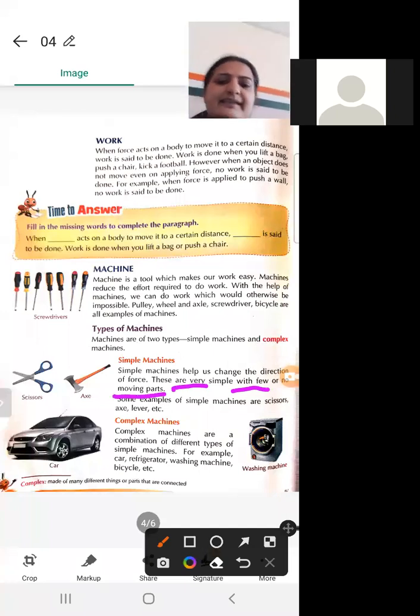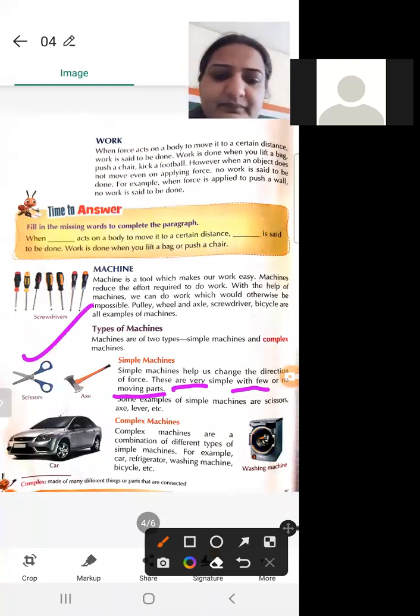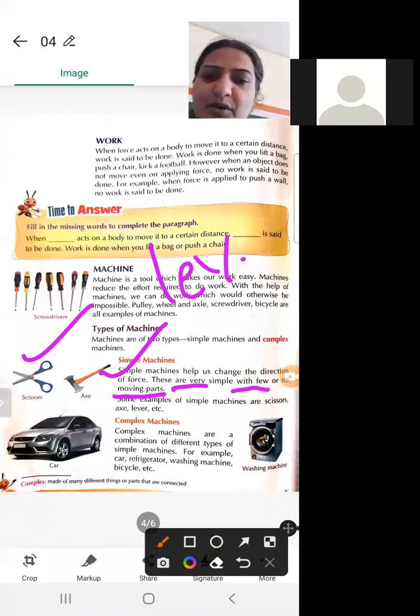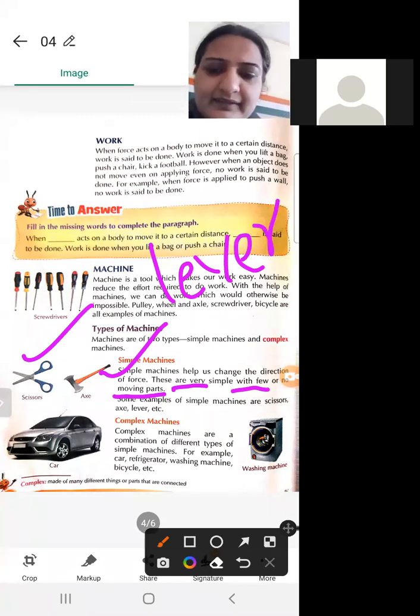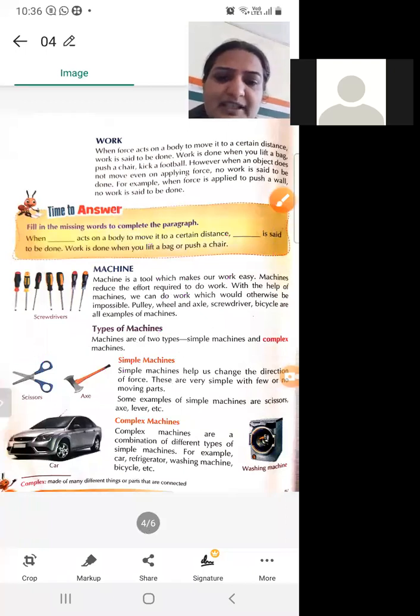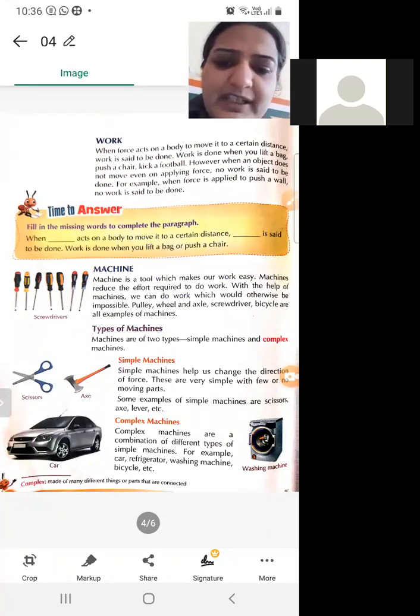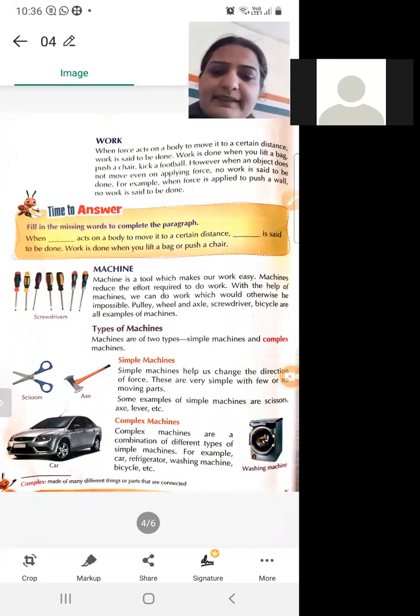And what are the examples of simple machine? Scissor, axe and lever, which we have shown in the previous picture. So these are examples of simple machine. And what is another example of simple machine? Our inclined plane. Inclined plane is also a simple machine.